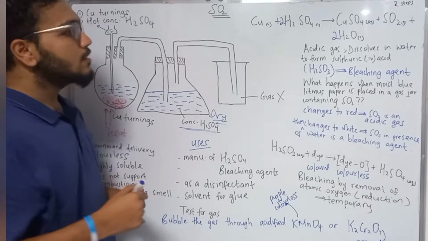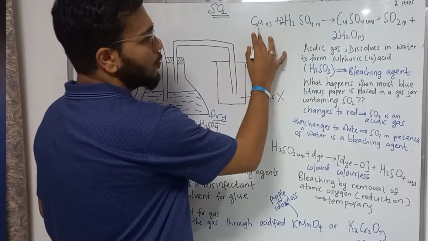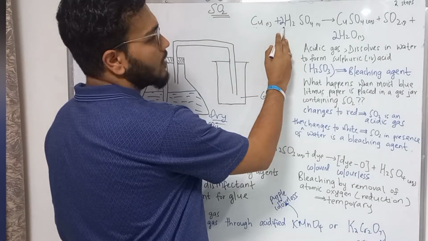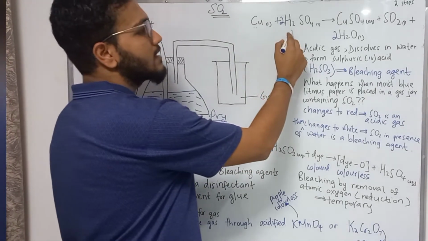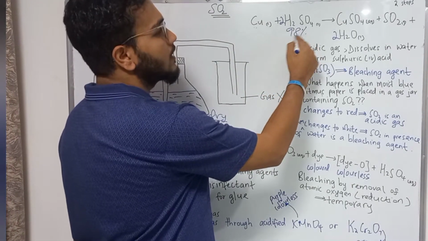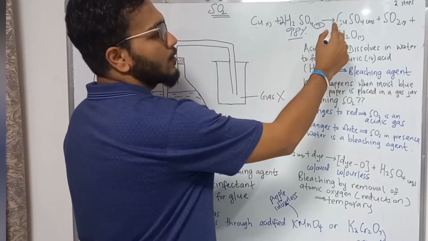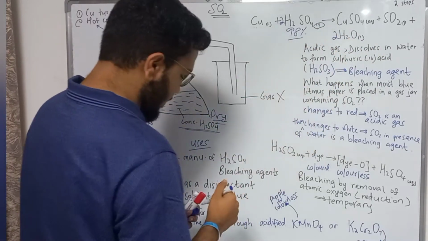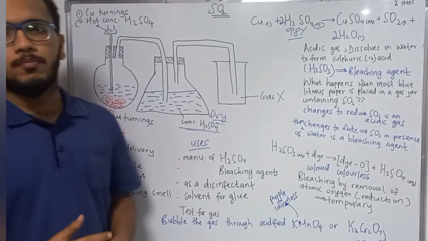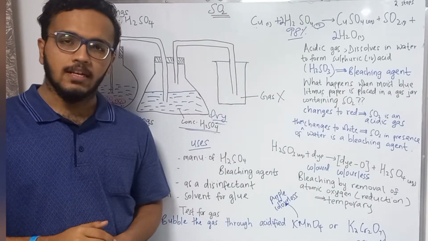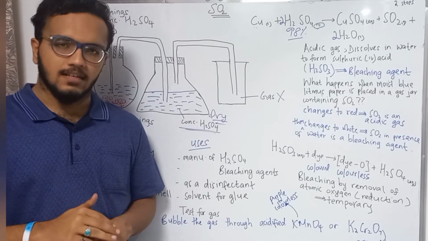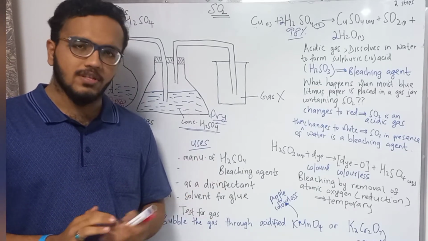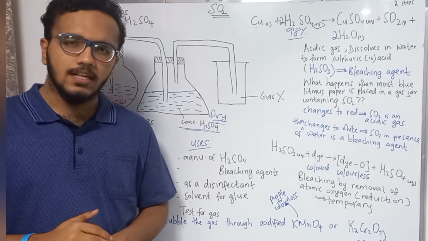So this is the overall equation for the reaction: copper plus conc H2SO4. Conc H2SO4 is 98% H2SO4 and it is a liquid, to form copper II sulfate aqueous, SO2 gas, plus water. Now, what are the few physical properties of sulfur IV oxide? The first one is it is a colorless gas. Unlike nitrogen oxide, which is a brown gas, SO2 is a colorless gas.